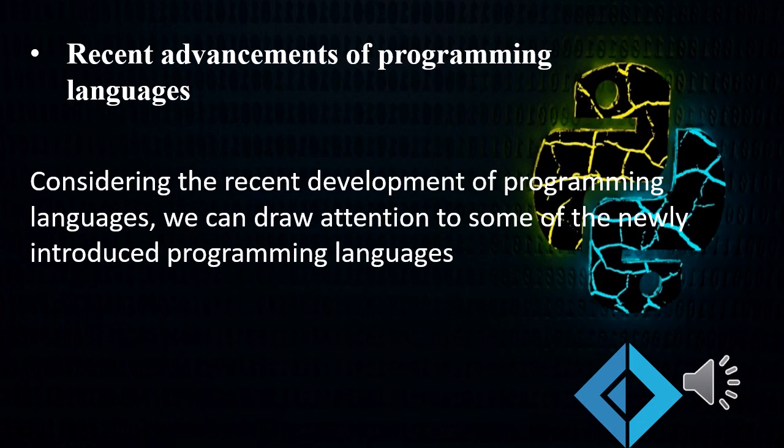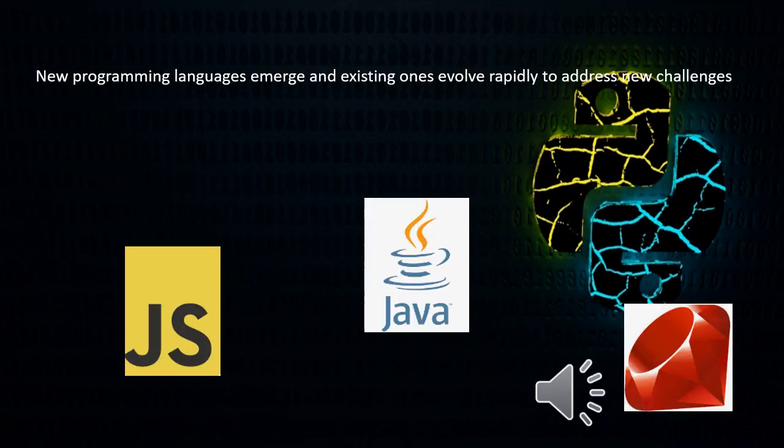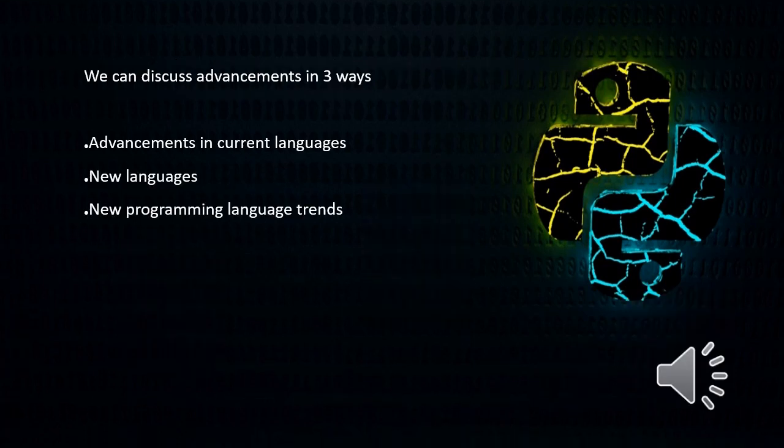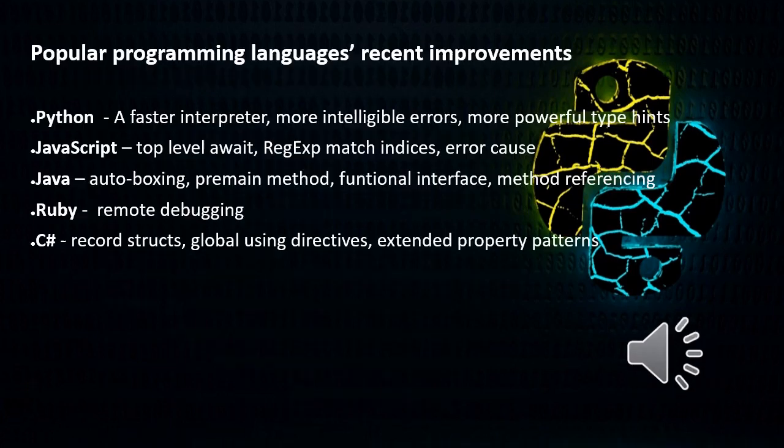Then we can consider the recent advancements in programming languages. Considering the recent development of programming languages, we can draw attention to some newly introduced languages. Programming languages emerge and existing ones evolve rapidly to address new challenges. We can discuss advancements in three ways: advancements in current languages, new programming languages, and trends. Popular programming languages' recent improvements.